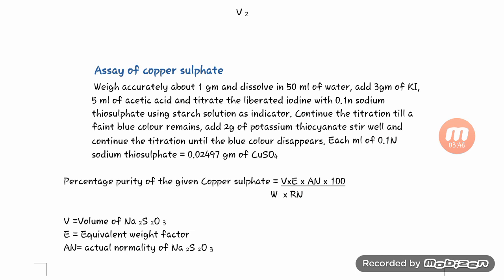Each ml of 0.1 N sodium thiosulfate is equivalent to 0.02497 gram of copper sulfate.